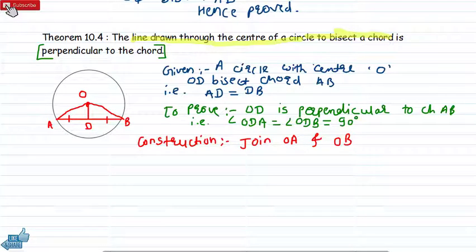So proof, it's time to prove. First of all, we will only show that the angles are equal. Then afterwards, we will show it's 90 degrees. So, proof.